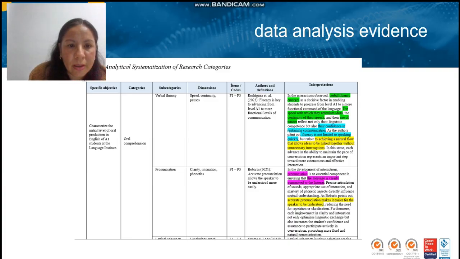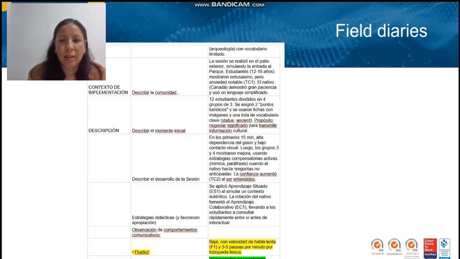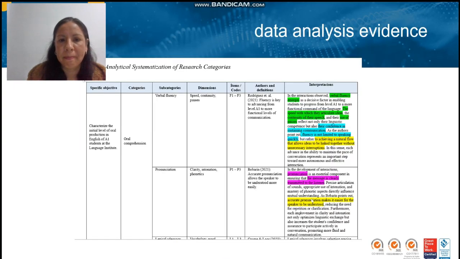Those categories are supported by authors and definitions, and also I made an interpretation of these categories and subcategories that reinforce the information and the evidence. And here is another evidence, the matrix of codification of the semi-structured interview. Here are the codes, the answers, and also the field diaries analysis as evidence.